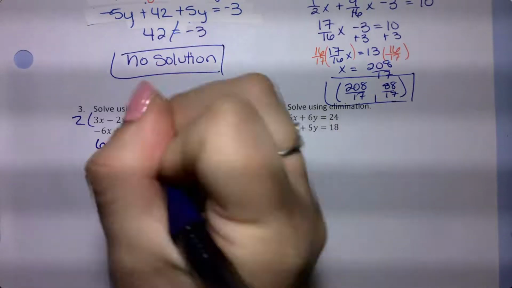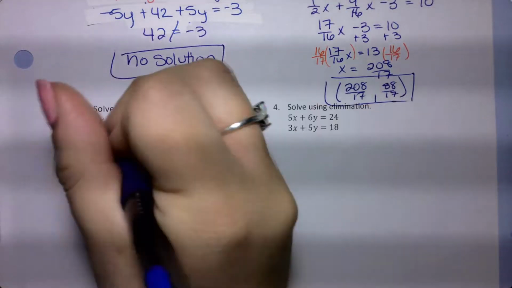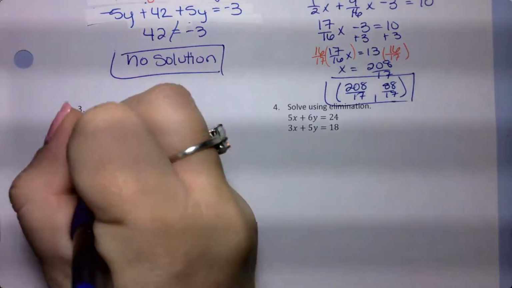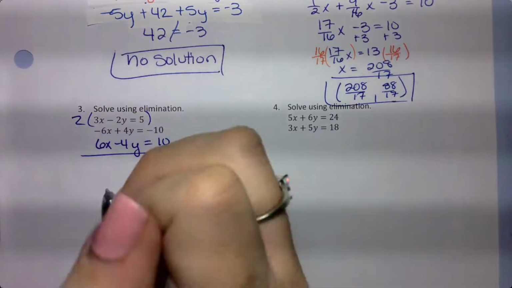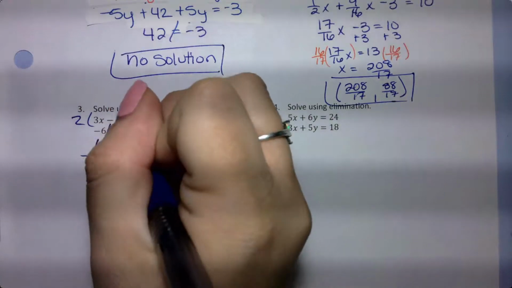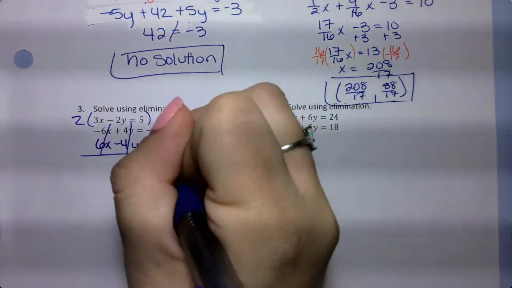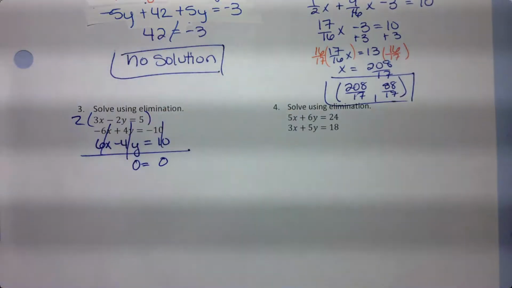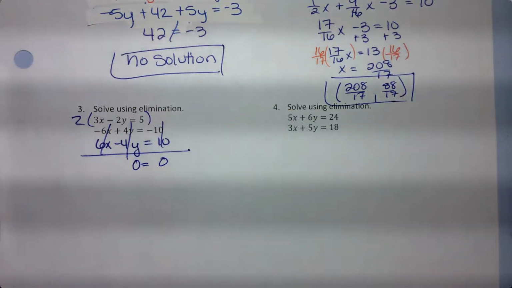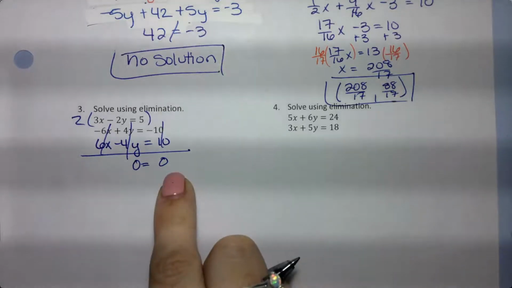This is going to give me 6x. 2 times negative 2y gives me negative 4y. 2 times 5 gives me 10. I'm going to go ahead and add down. The x's cancel out, the y's cancel out, leaves me with 0 on the left. Negative 10 minus 10 gives me 0. So because I have 0 equals 0, I want to use the variables.